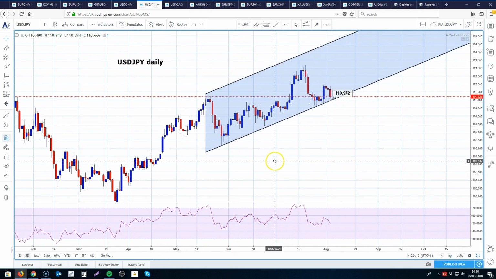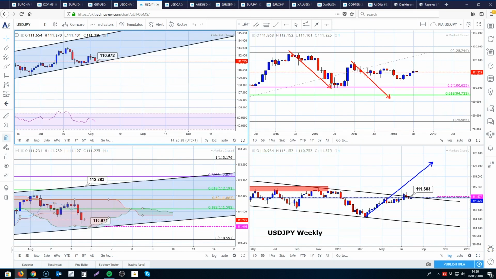If we go to the daily chart, and again we can see that this prolonged bullish channel has trendline support at 110.97. So if that breaks, then we haven't really got anything in the way of support until 110.20, and then 108.26 to the downside. So at the moment we've got a bit of a mixed view.